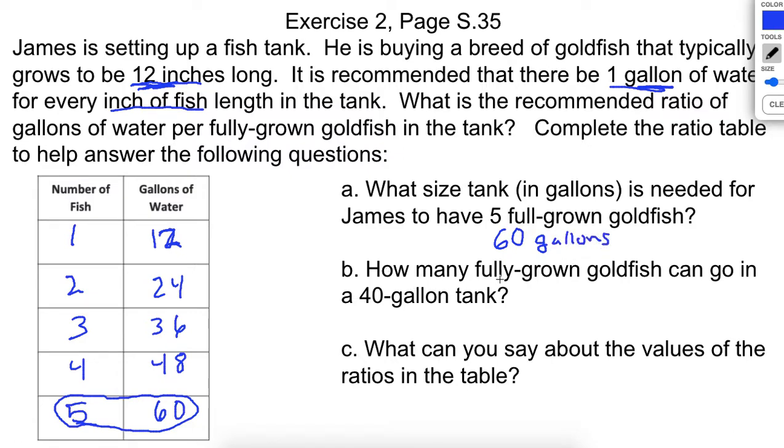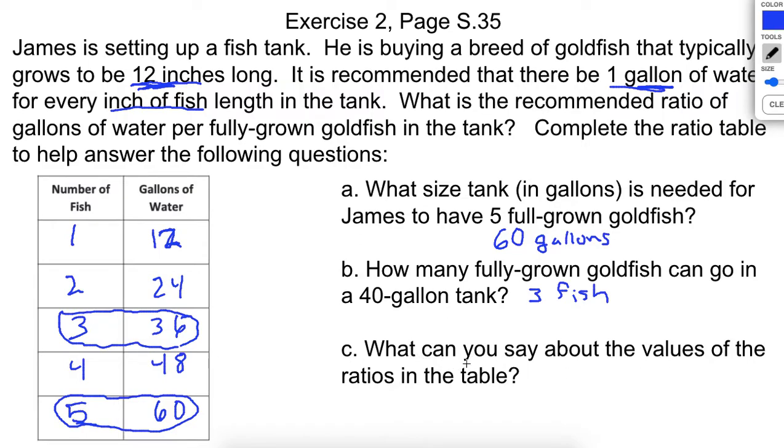Okay, how many fully grown goldfish can go in a 40-gallon tank? So somebody has a 40-gallon tank. It's asking how many fully grown fish can go in there. And we look right here. There's no 40 here. We have a 48, and our closest one to it is 36. 4 fish require 48, so we would have to use this one right here. So the 40-gallon tank could only have 3 fish, because we couldn't go over, because that would be too many fish for it.